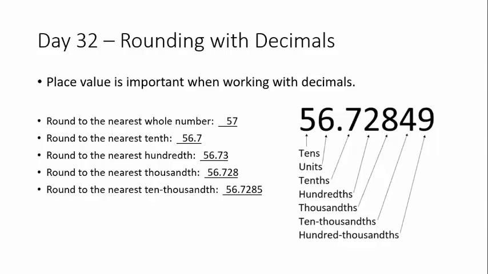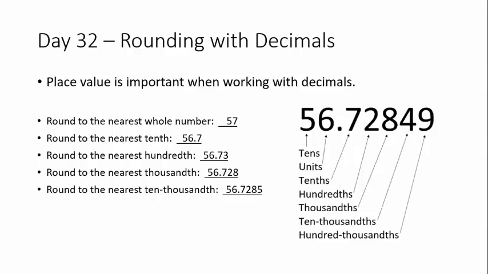The next one, round to the nearest thousandth. We want 3 decimal places in our answer. The third position to the right of the decimal has an 8. The 8 is followed by a 4, and since this is not greater than or equal to 5, we do not round up. We leave the 8 as it is. Our answer is 56 728/1000ths.